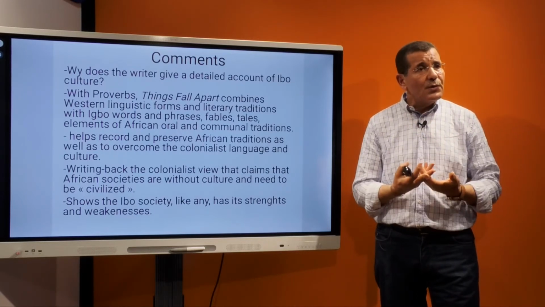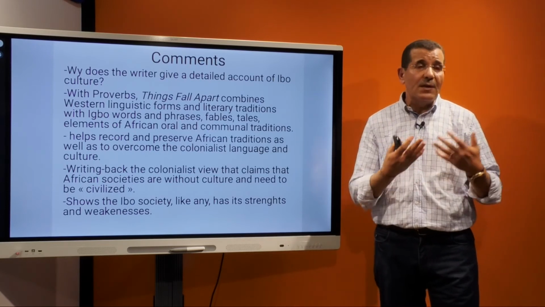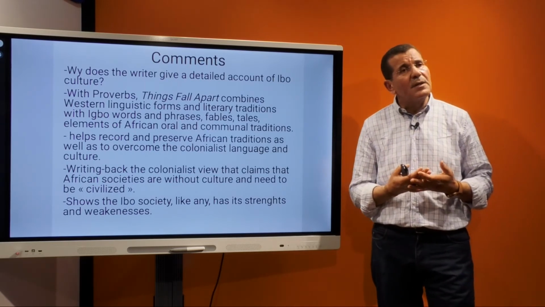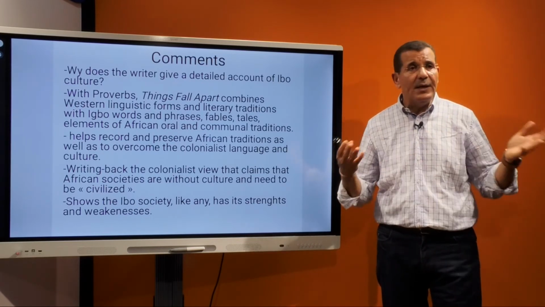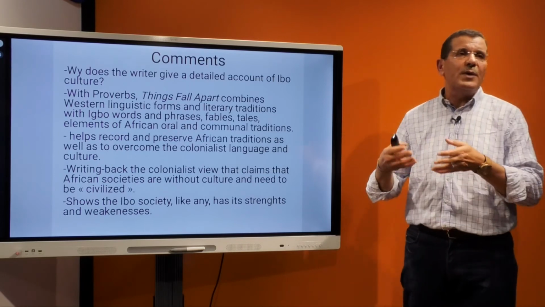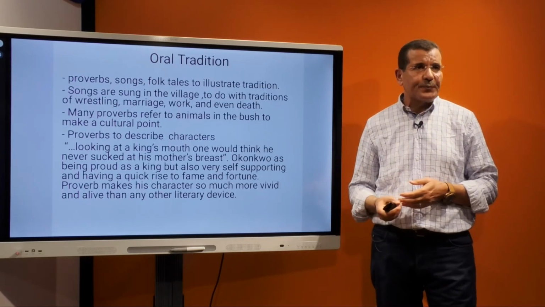So, and it shows also that the Igbo society, like any, has its strengths and weaknesses, and by doing that, the writer admits that we exist with our positive points, with our imperfections, like any other culture, but it doesn't mean that we are what the others have represented us.